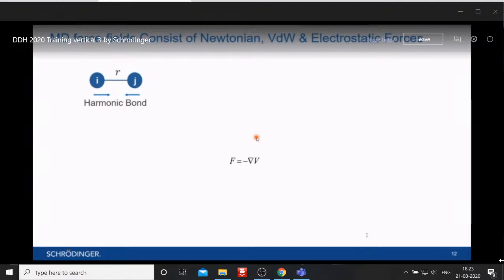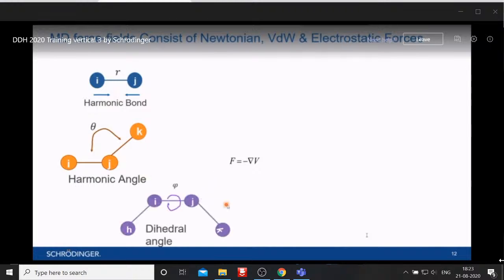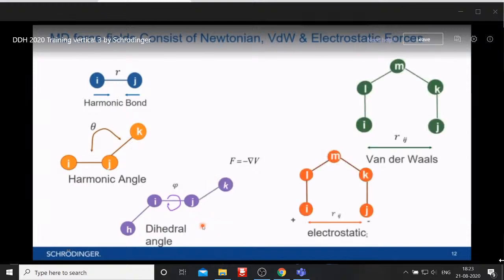There are various parameters which are defined in the force field. For example, when two atoms are connected through a covalent bond, that bond is considered a harmonic bond, meaning it can move around. If three atoms are connected to each other, there is an angle, which is a harmonic angle, and that moves around. Because of that motion, it applies various forces on the atom. If there are four atoms connected together, there is a change in dihedral angle, and we need to calculate that to calculate the force.